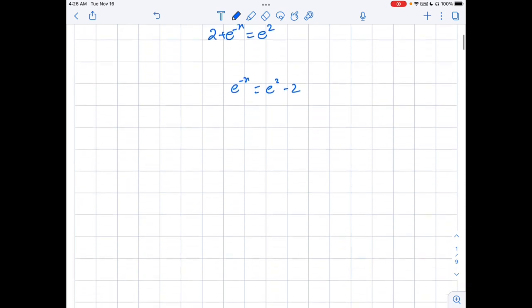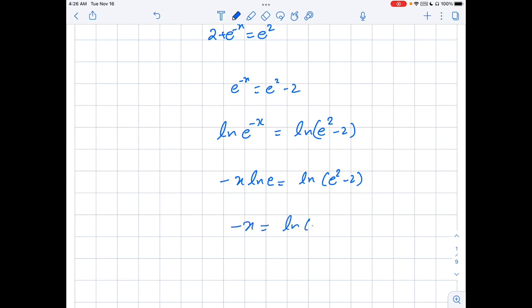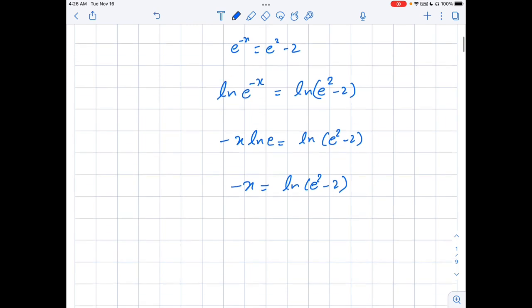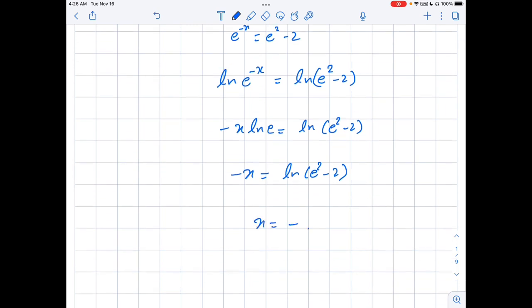So what am I going to do? I am applying ln on both sides. ln e^(-x) is equal to ln(e squared minus 2). So minus x comes to the front: minus x ln e is equal to ln(e squared minus 2). So ln e is 1. So minus x is equal to ln(e squared minus 2). So x is equal to minus ln(e squared minus 2).